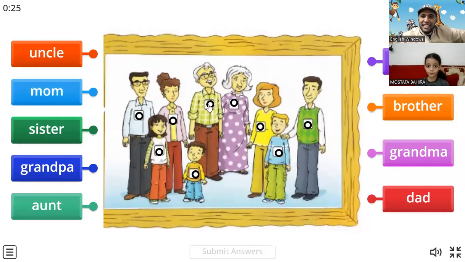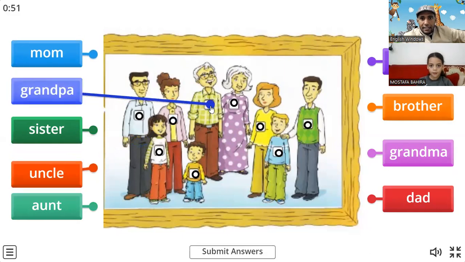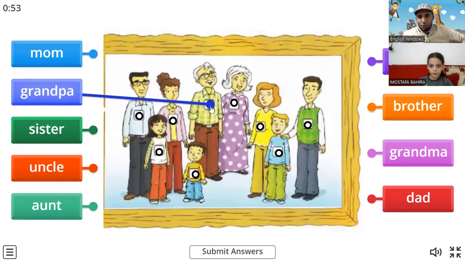What do you think is the name of this family member? Is it father, uncle, mom, sister, grandpa, aunt? Grandpa. Very good. That's grandpa. Hello, grandpa. Are you fine? Yes, I'm very nice. Okay, good.